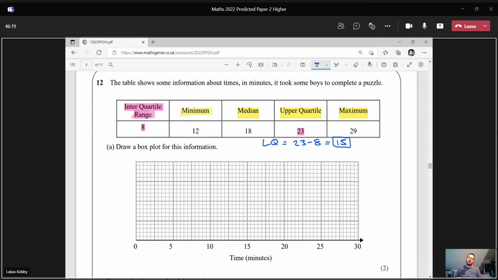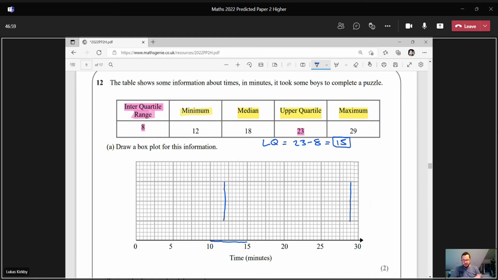Okay, and now I can start drawing my box plot. The minimum and maximum are going to be our whiskers, so they're kind of the end points. Our minimum is 12. If I look at the graph, there are 10 squares for 5 minutes, so there's going to be 2 squares for each minute. So 12 minutes is going to be there. And 23 minutes is going to be, sorry, that's my upper quartile. So my maximum is 29, and that is going to be there like that.